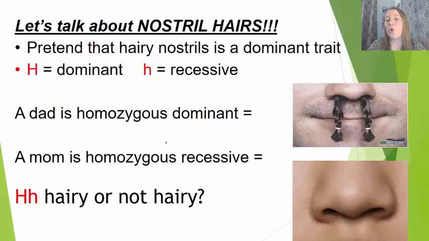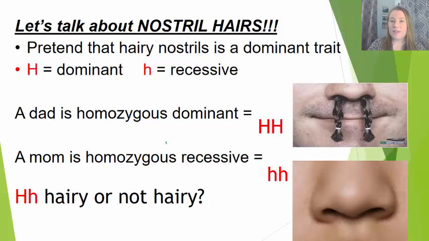Now, if the dad is homozygous dominant, his genotype is going to be capital H, capital H. The mom is homozygous recessive, so she's still going to have 2 copies of the gene, one that she inherited from her mom, one she inherited from her dad. But both of those are the same because it's homozygous, but both of them are lowercase because it is recessive for the trait that she has. So her genotype is lowercase h, lowercase h.